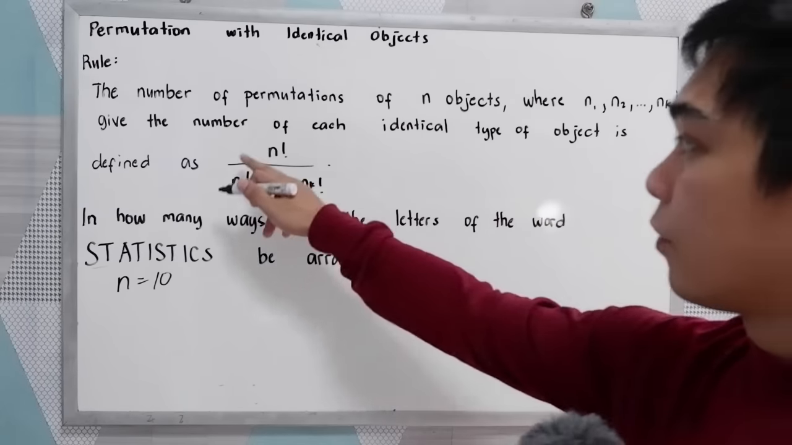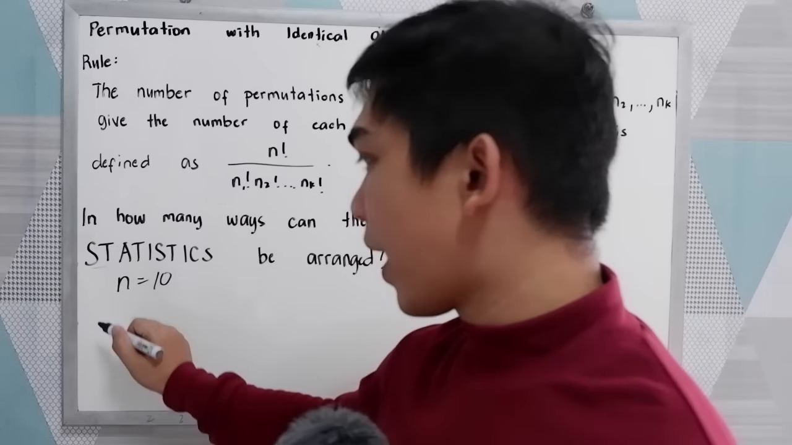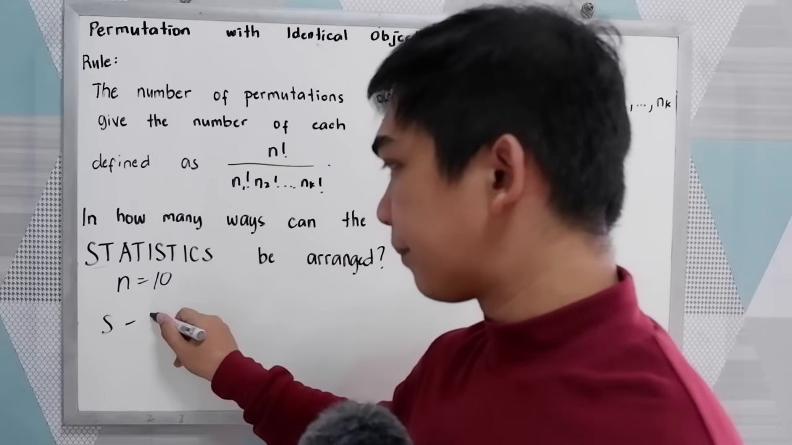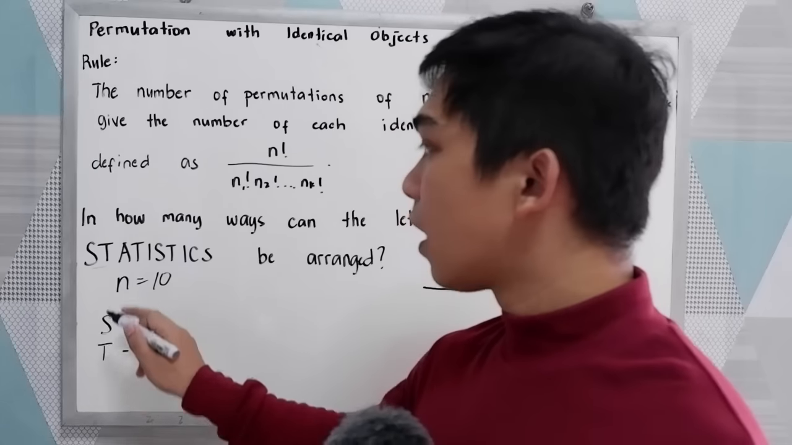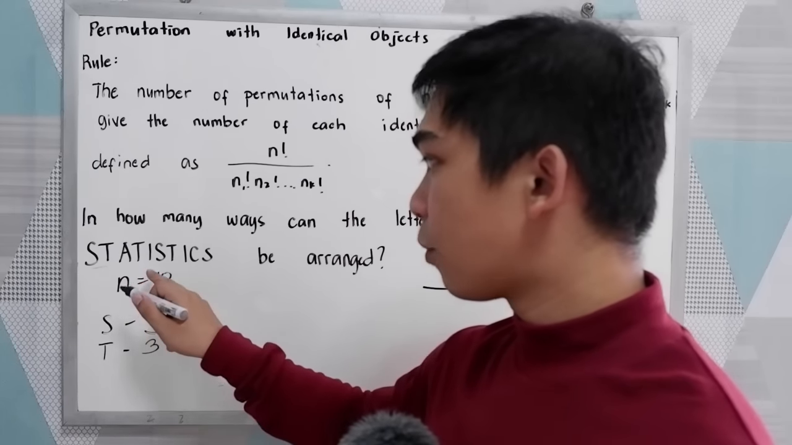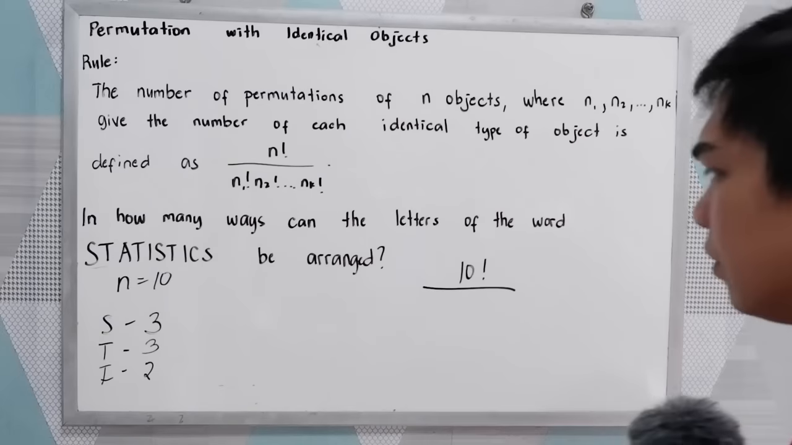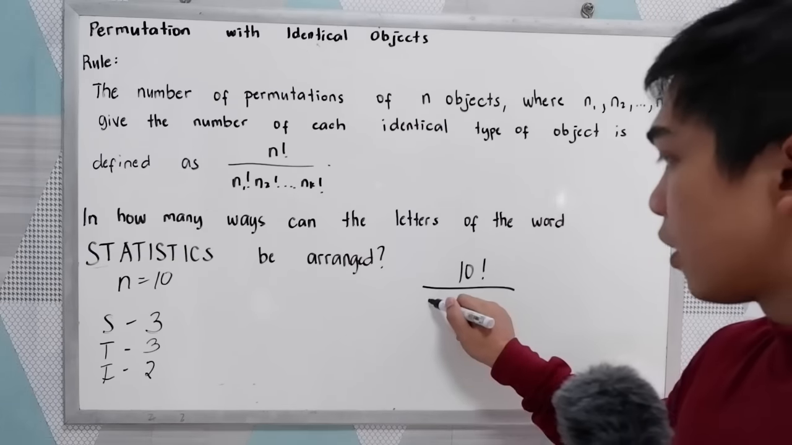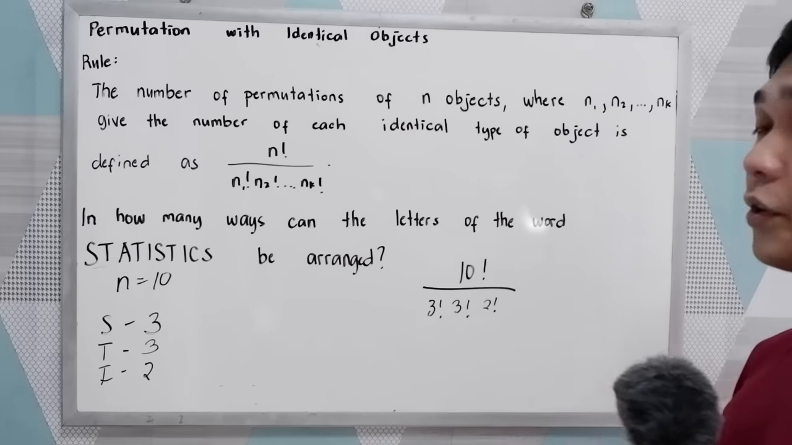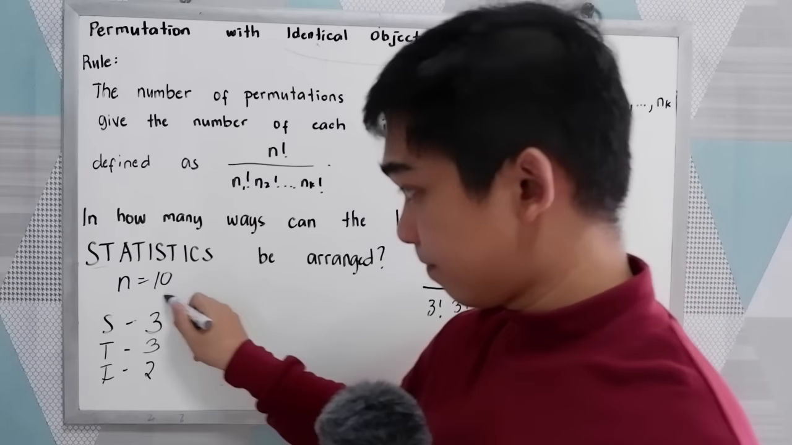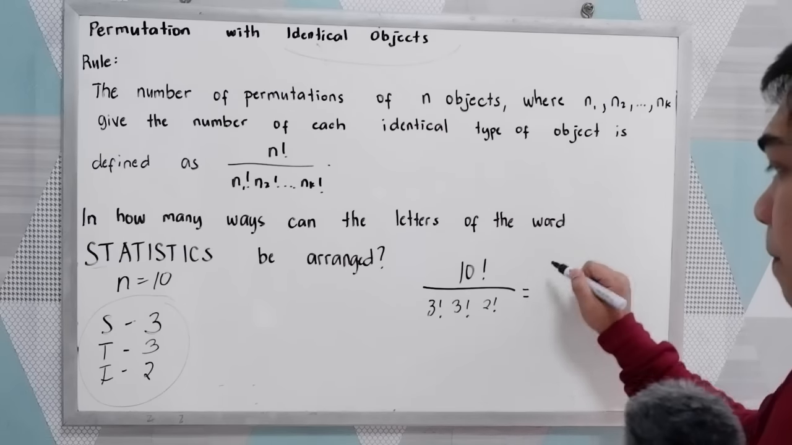So following our formula, we have 10 factorial over how many S do we have? S, 1, 2, 3. How many T? 1, 2, 3. How many A? We only have 1. How about I? We have 2. How about C? We only have 1. Now, our denominator for S, we have 3 factorial. For T, 3 factorial. And for I, 2 factorial. These are our identical objects, S, T, and I.